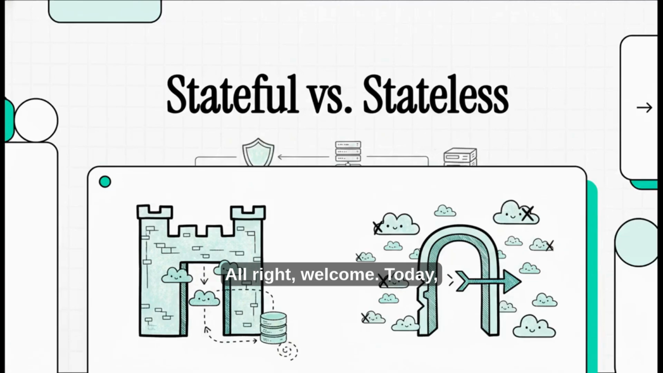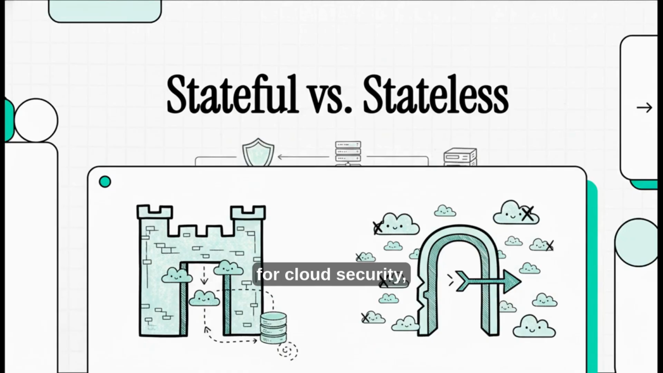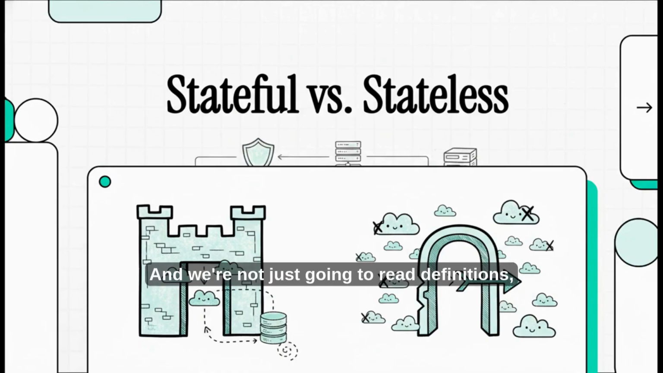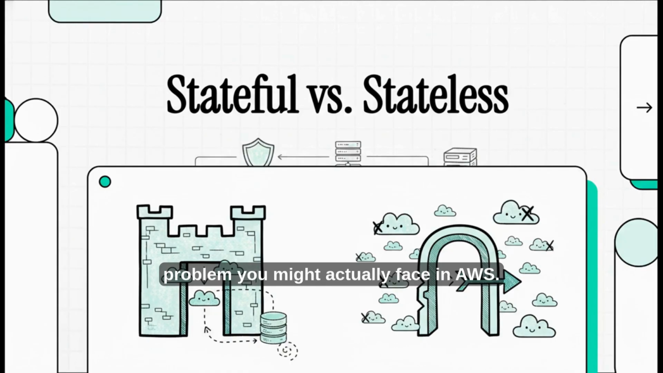All right, welcome. Today we're going to jump into a concept that is absolutely fundamental for cloud security, the big difference between stateful and stateless firewalls. And we're not just going to read definitions, we're going to figure it out by solving a pretty intense real-world problem you might actually face in AWS.